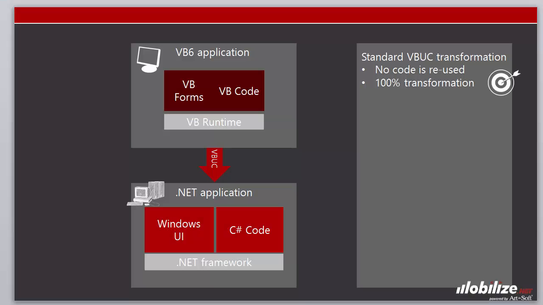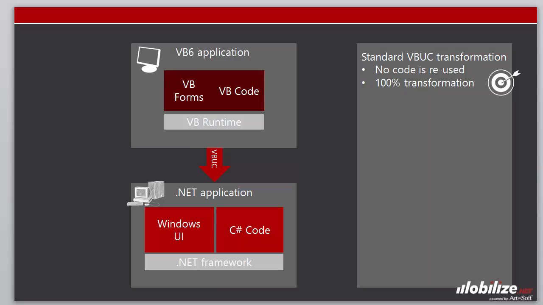Here's a quick look at the first step of what we have just accomplished. We took a VB6 application which uses VB code, VB syntax, VB forms sitting on top of the VB runtime, very traditional way to expedite creating a Windows application. And using the VBUC, the Visual Basic Upgrade Companion, we've migrated it to a .NET application.